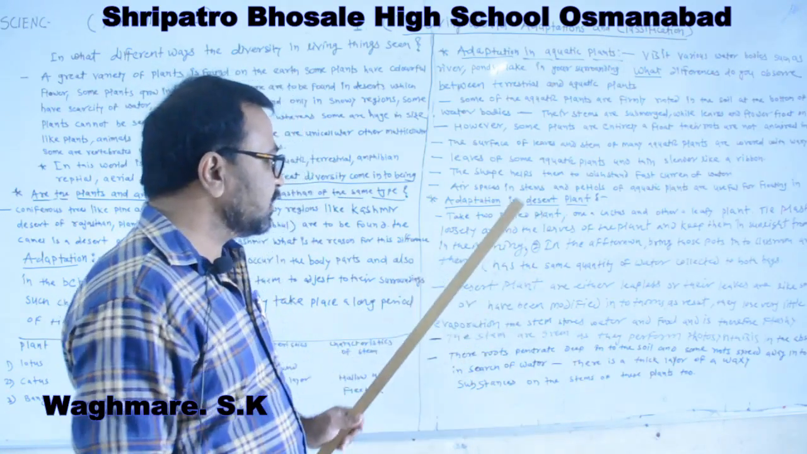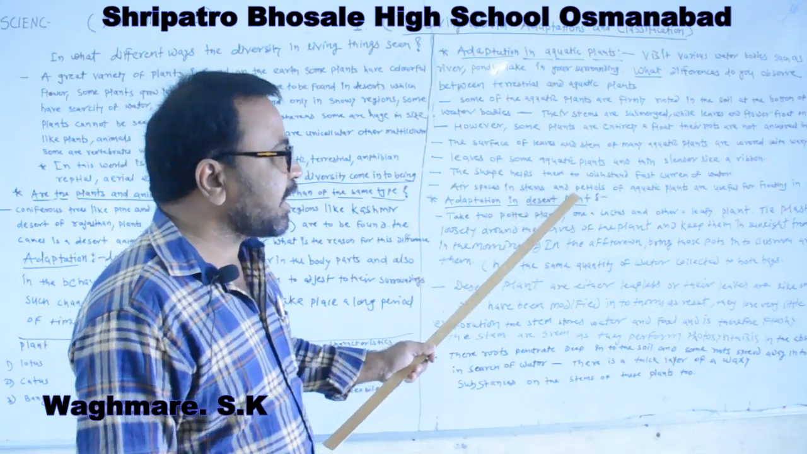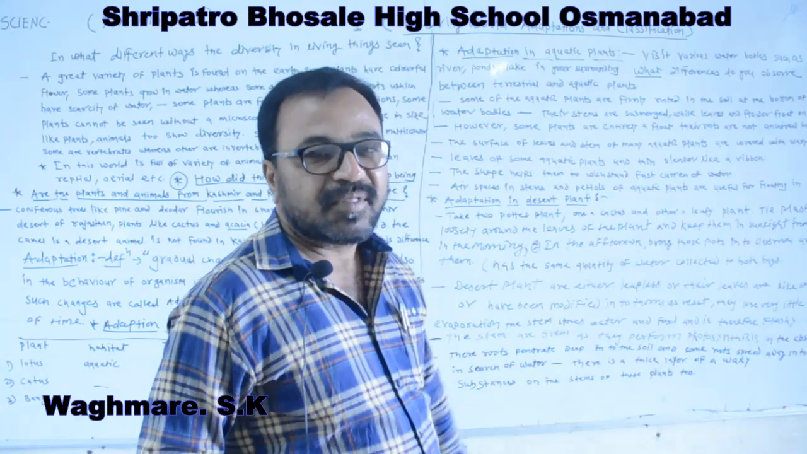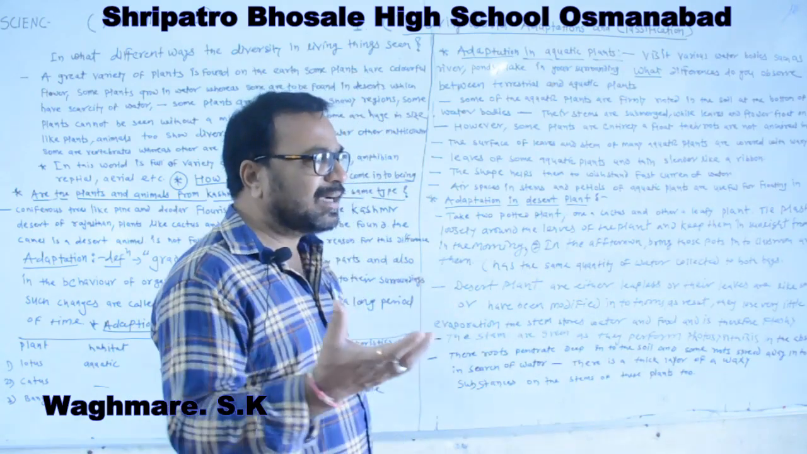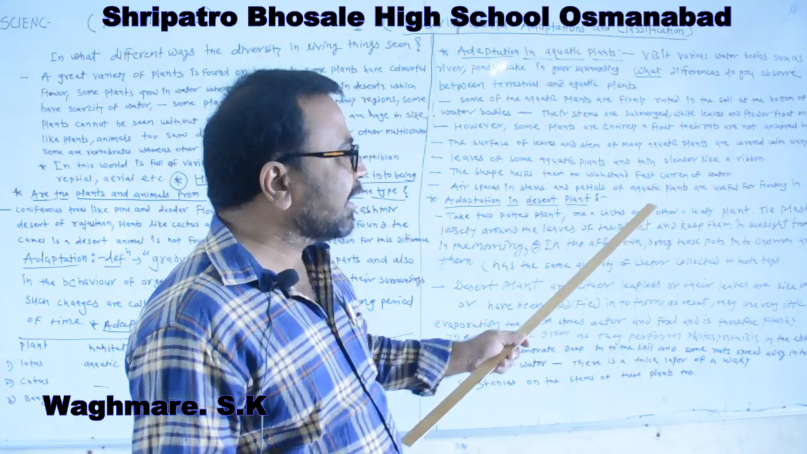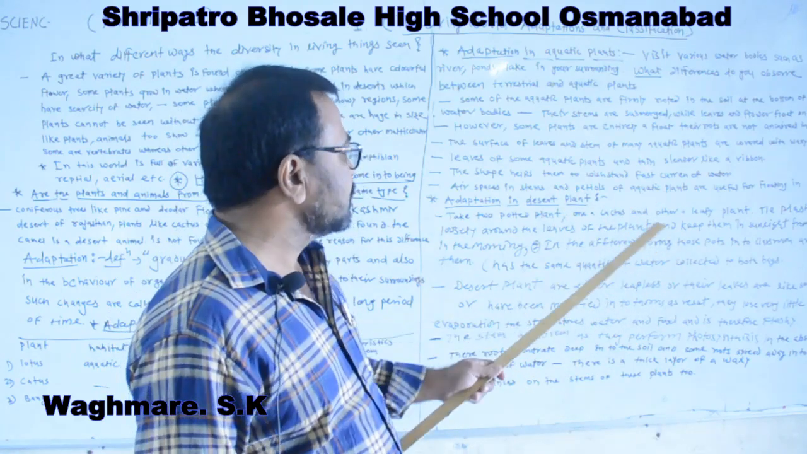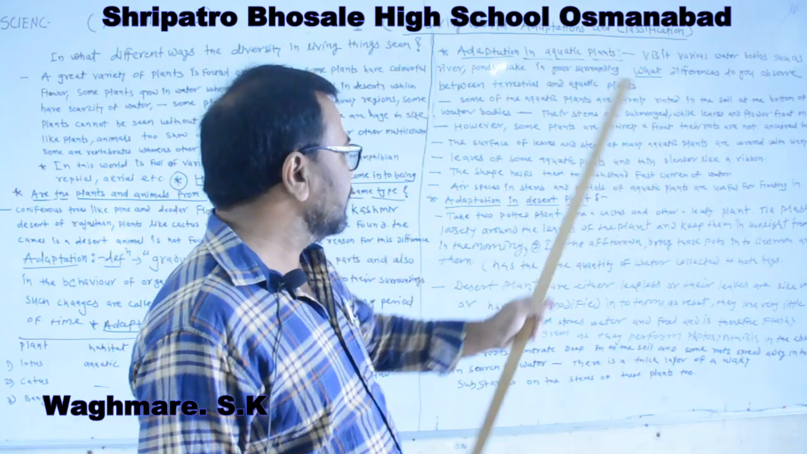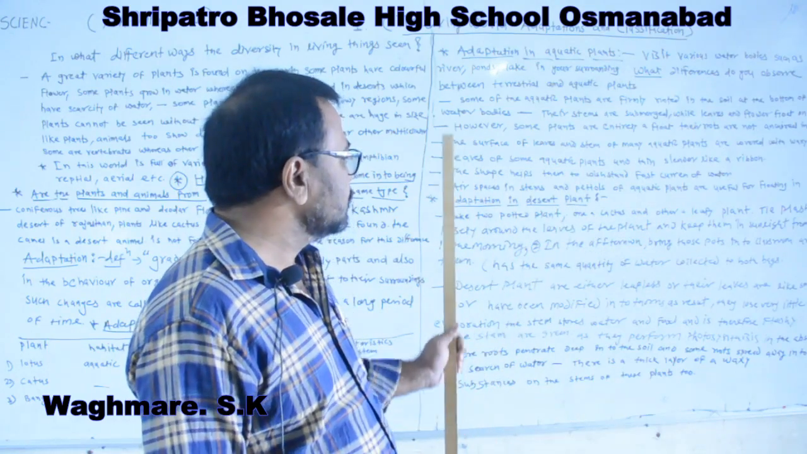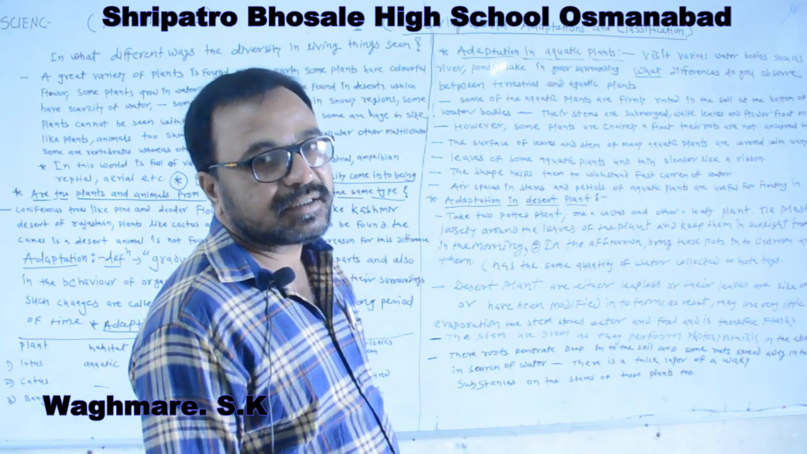Air spaces in the stems and petioles of aquatic plants are used for floating in the water. They adapt the characters in the stems, in the leaves, in the petioles of aquatic plants, and therefore they survive there. Another topic we have taken now is the adaptation in desert plants.